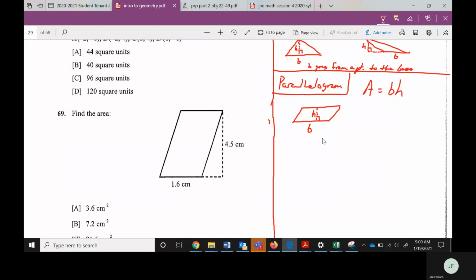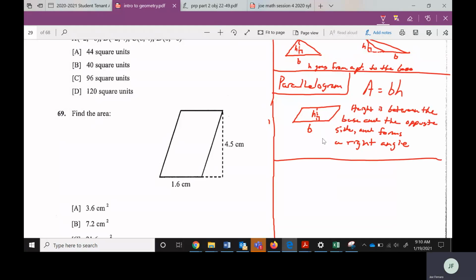So the height is between the base and the opposite side, which is the same length, and forms a right angle. Okay. So that's a parallelogram.